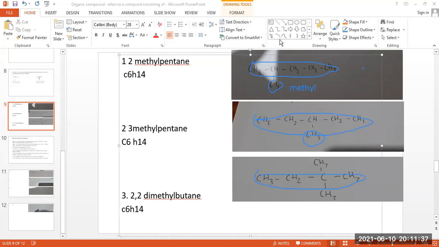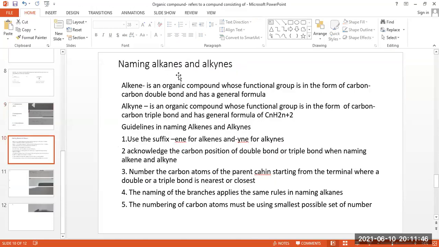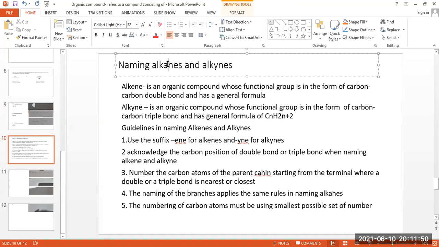Okay, the next one. Naming alkenes and alkynes. Alkene is an organic compound whose functional group is in the form of a carbon-carbon double bond and has a general formula of CnH2n. Alkyne is an organic compound whose functional group is in the form of a carbon-carbon triple bond and has a general formula of CnH2n-2. Guidelines in naming alkenes and alkynes.